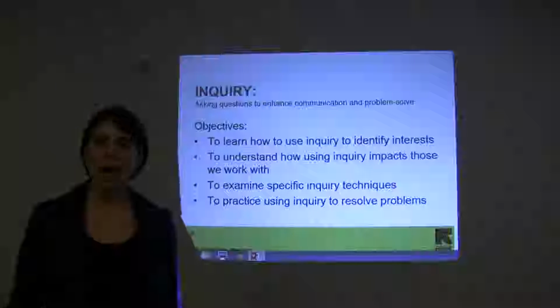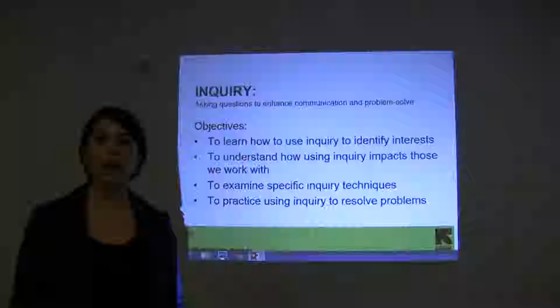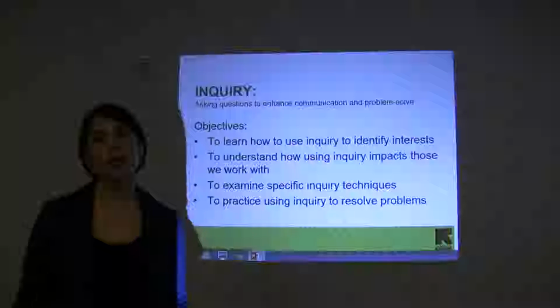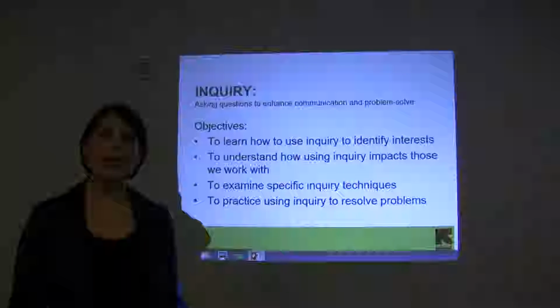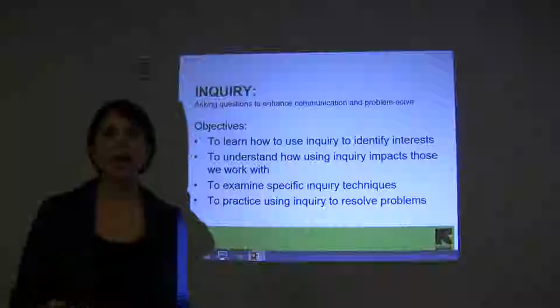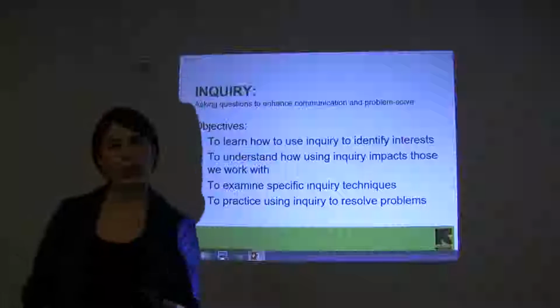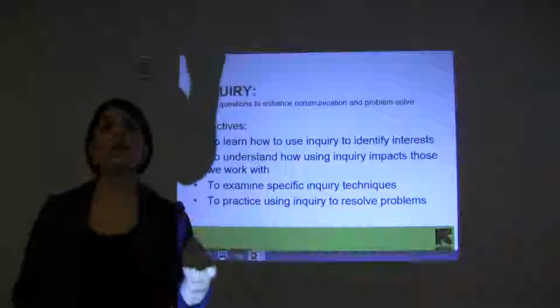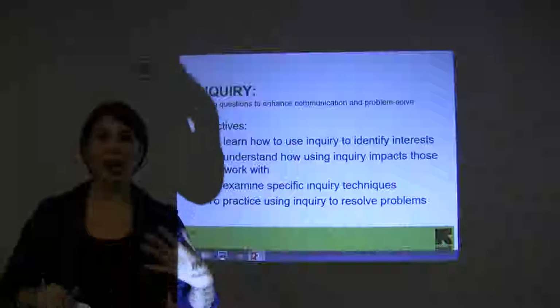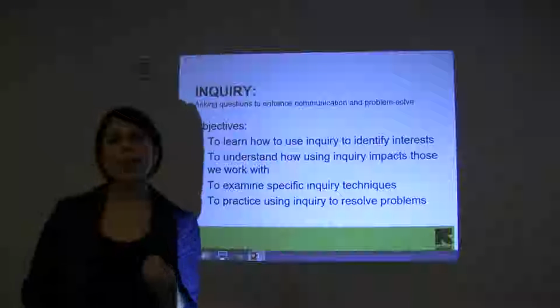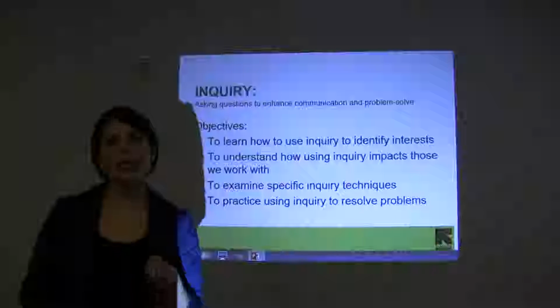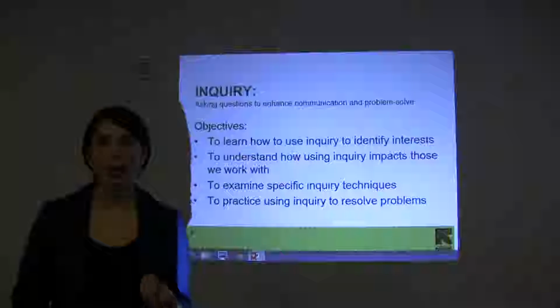So we want to spend some time talking about a technique called inquiry, which is one of the techniques you can use to help uncover what people's interests are. And this process of using inquiry to uncover interests is what you should be using before you begin the process of concretely brainstorming ways to resolve people's problems. So it is an element that you will need to use as you help people problem solve.